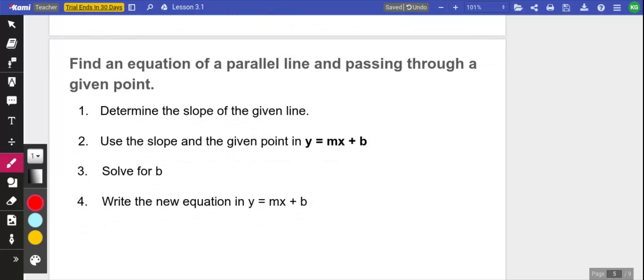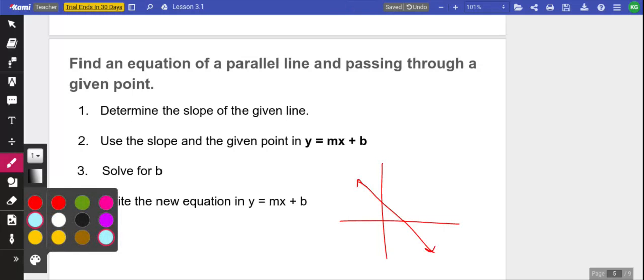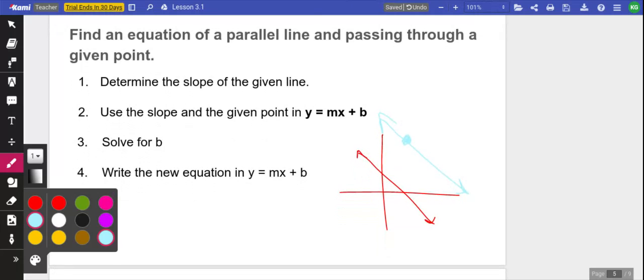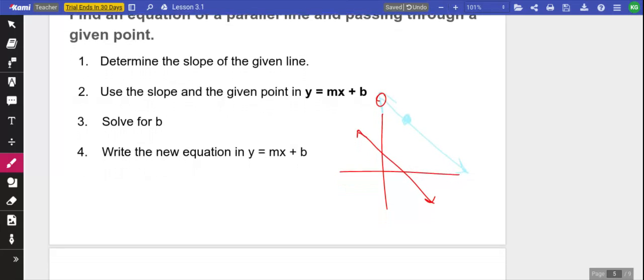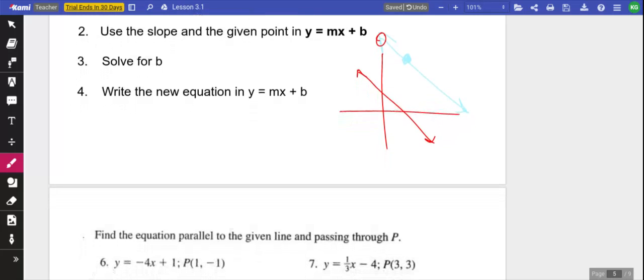Find an equation of a parallel line that passes through a given point. So what they're going to do is they're going to give us an equation of a line, and then they're going to say, okay, here's a point over here. Write me the equation of a line that is parallel to the red line, but goes through this point up here. So what we're going to do is we're going to determine the slope of the red line, use that in our slope-intercept form to find the b, which will give us the point up here, and then write our new equation in y equals mx plus b.